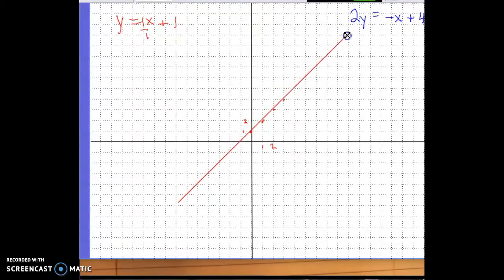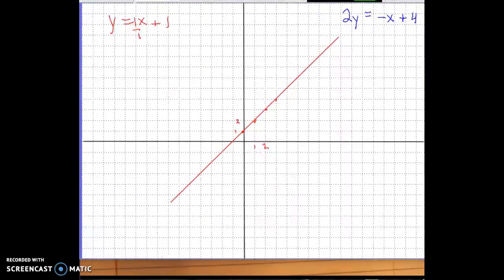Now, let's graph the blue line. So when I graph the blue line, I'm going to have to get the y by itself. So I'm going to divide every piece, remember, every term, by 2, giving me y equals negative 1/2 x plus 4 divided by 2 is 2. So my y-intercept is 2. My slope is negative 1/2, down 1 over 2.